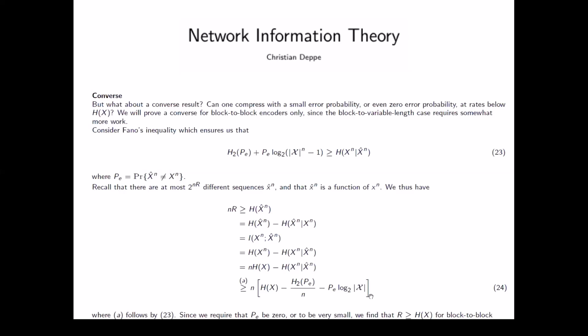So we know log2 of |X| is a constant. PE is small, it should be 0 if n goes to infinity. And this term goes also to 0 if n goes to infinity. So we are remaining, so this term, this term H2 of PE goes also to 0 if PE goes to 0. So we remain with n times H of X. So the entropy is really also a lower bound for the rate, and the proof is done.